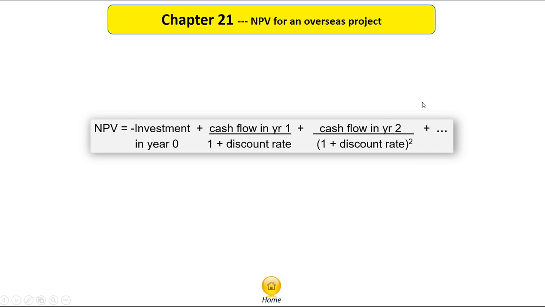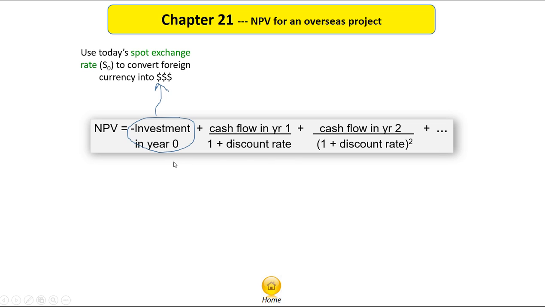Well, we should still be doing the same math. NPV equals minus initial investment in year 0 plus all future cash flows discounted correctly back to year 0. Investment in year 0 for an overseas project is not going to be some dollar amount. It's going to be in a foreign currency. So to bring it into dollars, we need to use today's exchange rate, also known as spot exchange rate, denoted by S_0, to convert the foreign currency into dollars.